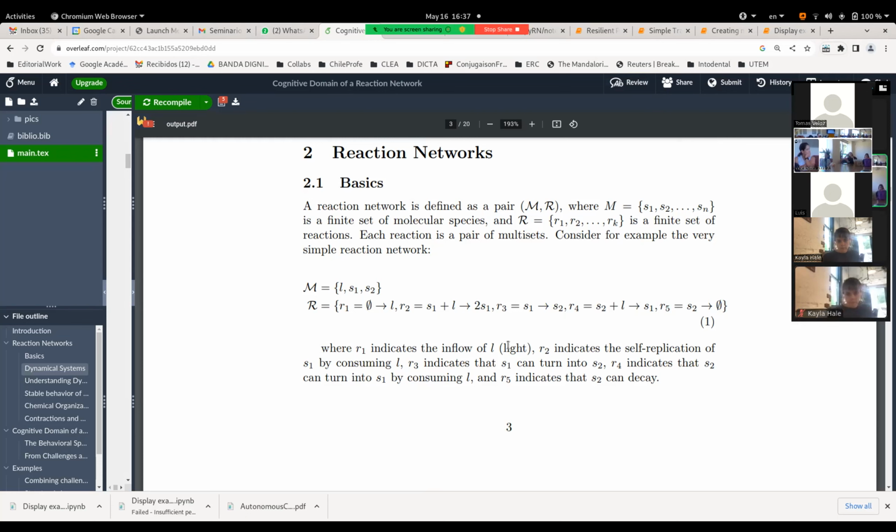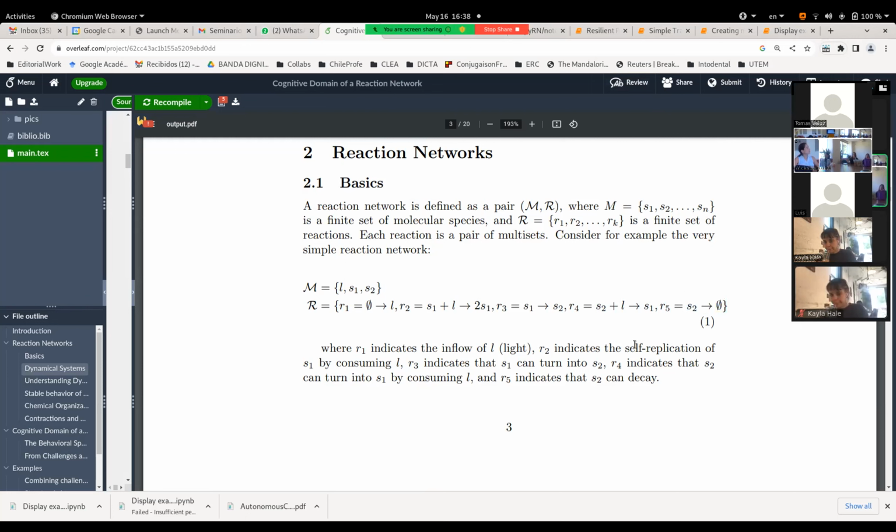So L will refer to light, S1 will refer to some sort of species that can self-replicate in the presence of light. And then S2 is a sort of about-to-die form of S1, because S2 can die while S1 can become S2. So it's like young, old. Maybe S1 is a sort of reproductive state of a species, while S2 is a non-reproductive state, but something that can get younger if it has enough light. So it can come back to the reproductive state. And if it doesn't come back, it might die.